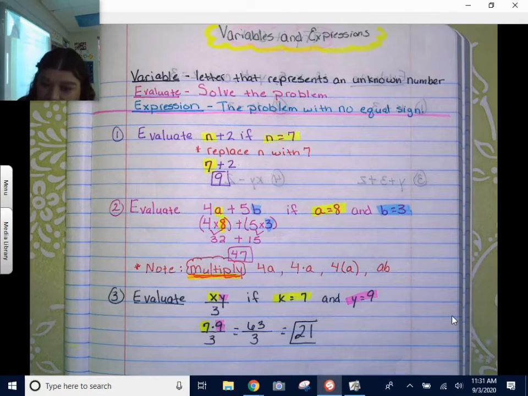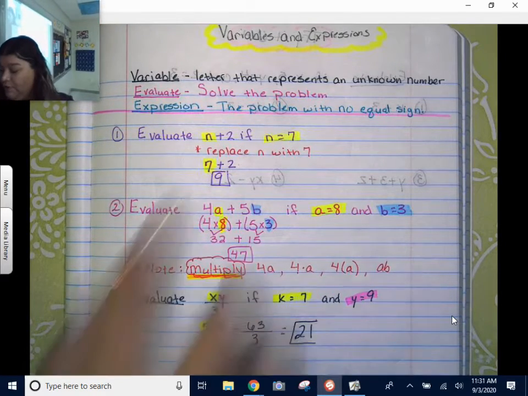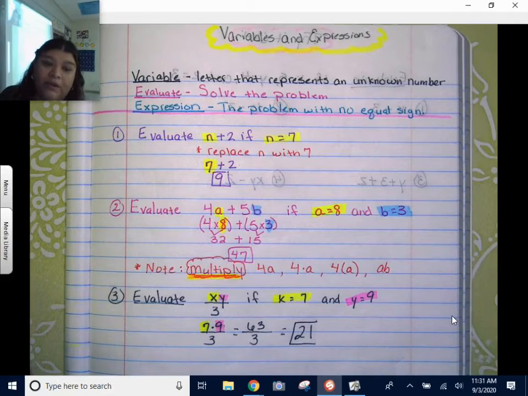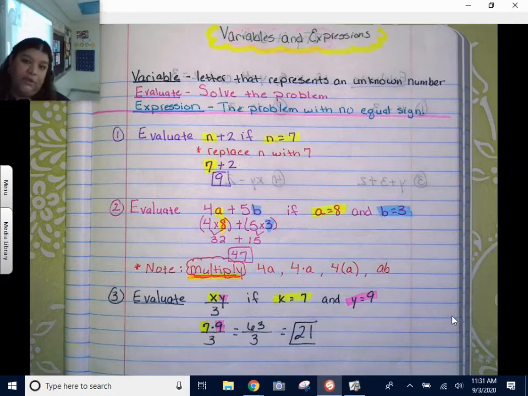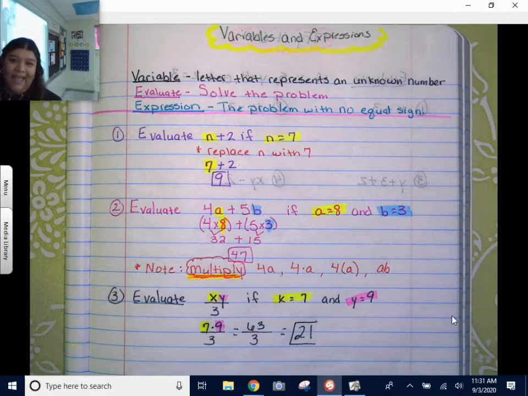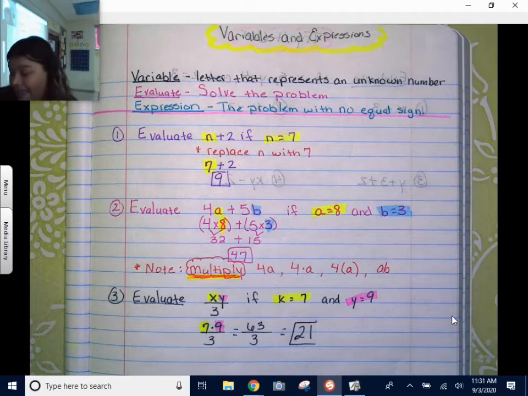Okay, should have copied it down, so let's go over it. We're doing variables and expressions. Variables are the letters that represent an unknown number. When we don't know the number that goes there, we just put a letter. Your letters have to be lowercase, so don't put uppercase letters, like a lowercase a, a lowercase b. We like to use the lowercase x's and y's, and n, we like to use n a lot as well.